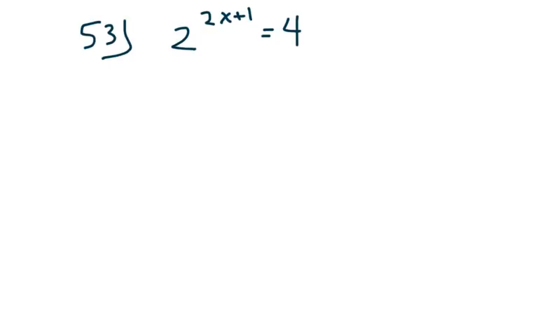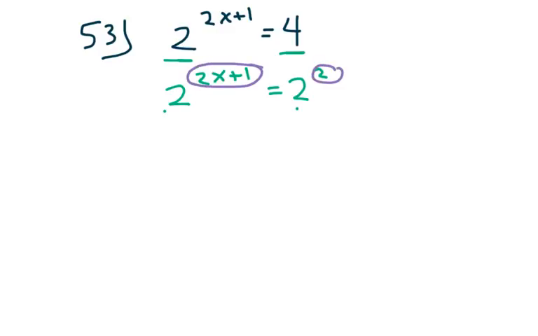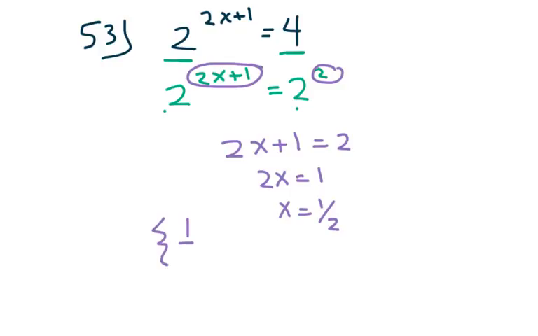And since this is called your base, and since your bases aren't the same, I'm going to make my bases the same. Since my bases are the same, I only need to take the exponential part, the power part, and solve for x. So you have 2x plus 1 equals 2. I subtract the 1, I get 2x equals 1. So x equals 1/2. So you're going to write it, your solution set is 1/2.